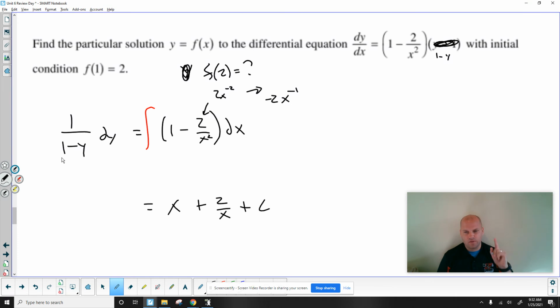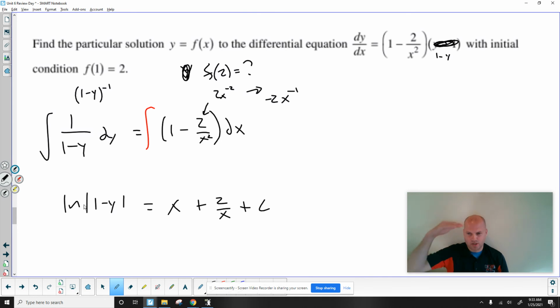The antiderivative of the left side, well, let's be careful. You would rewrite this as 1 minus y to the -1st. The antiderivative of a -1st power is the natural log. But you have to undo the chain rule here because we have a coefficient of y. y's got a -1st. If I took the derivative of this, I would not just get 1 over 1 minus y. I'd get 1 over 1 minus y times -1. So that's why I need a negative there.